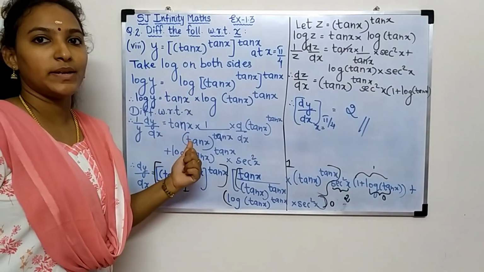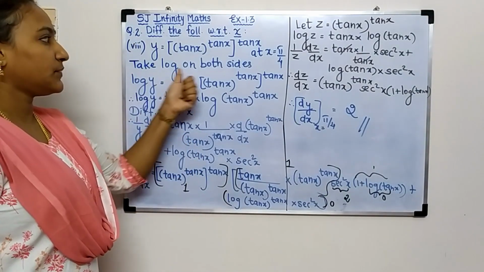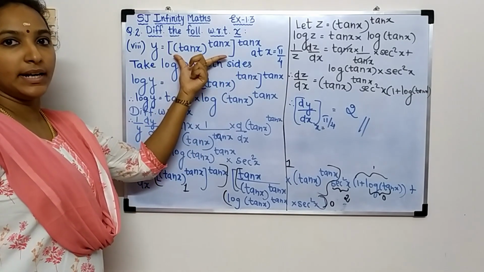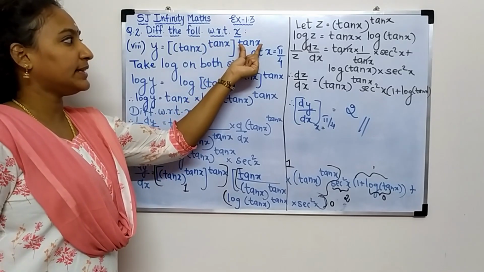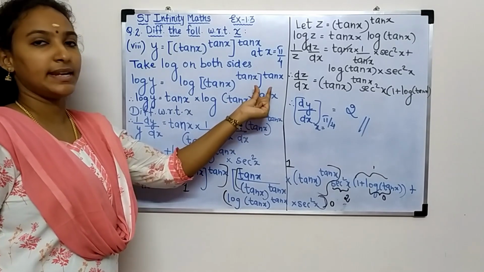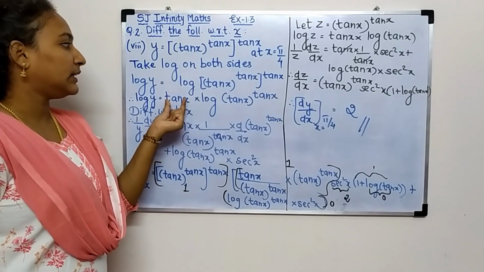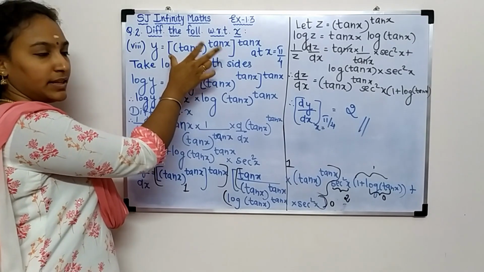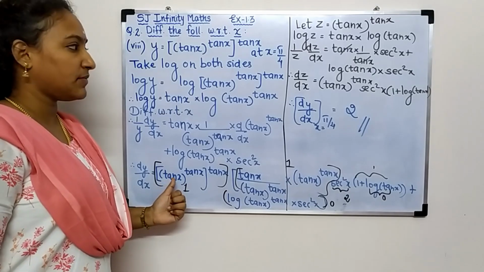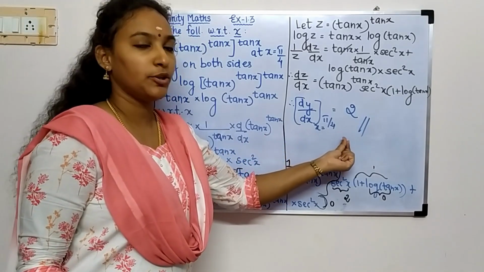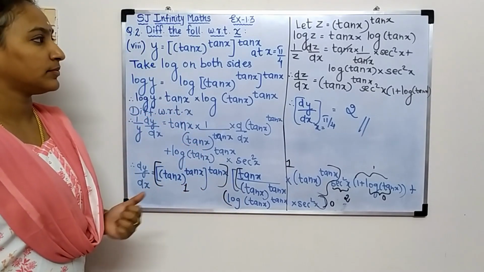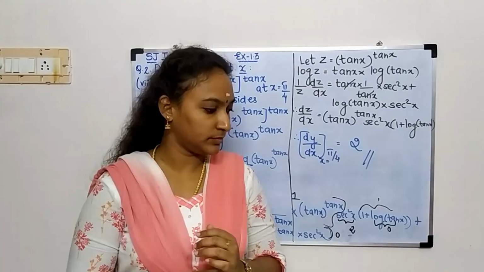Let us revise this question once again. First we take log on both sides. Since we have a square bracket over here, we will take only this tan x in front of y. Instead of taking tan x raised to tan x, we take only tan x because of this bracket given in the question. Then we differentiate this. Once the question is differentiated, we put x equal to pi by 4 and we got the answer as 2. Write it in your notebook.